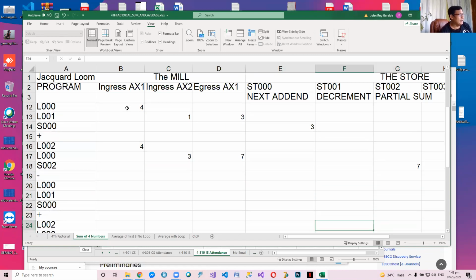And then we compute the next addend from the previous addend. So we'll have a minus from L000, which is 3. And the standard decrement is 1. So 3 minus 1 is 2. And we'll store it here. That's our next addend, which means we will add the partial sum to the next addend.